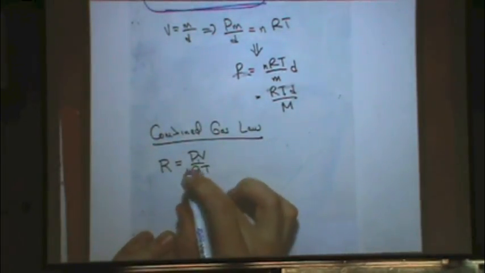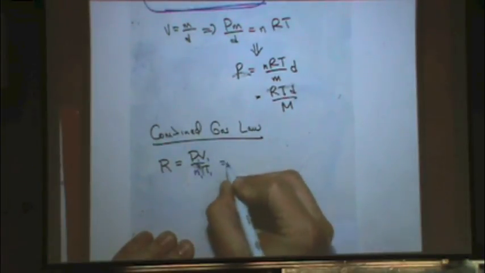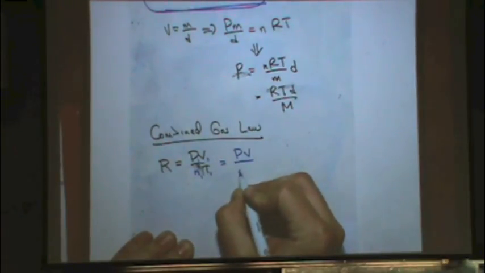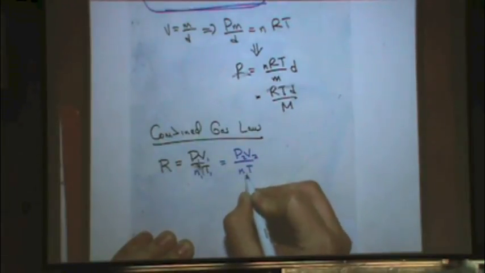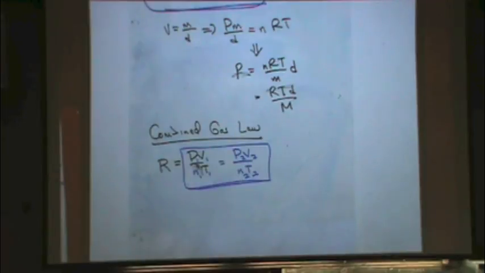Oh, why did I put an R down there? This should be an n. State 1, and this equals PV over nT, state 2. This is called the combined or general gas law. It's basically Boyle's, Charles's, Gay-Lussac's, Avogadro's all together into one law.